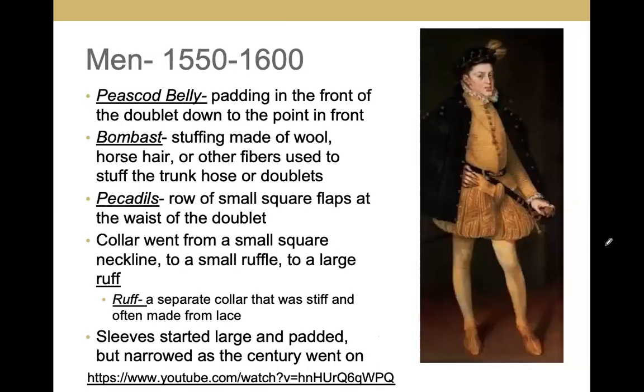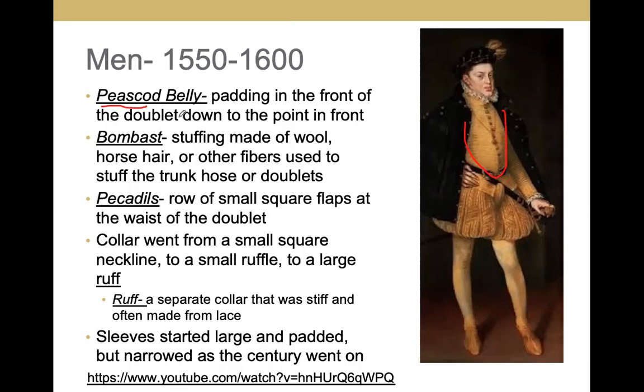During this time, there was a shape of the doublet that was popular called the Peascod belly. You can see it right here, and it's a little bit padded. It sort of goes down in a V shape. Peascod is actually the word for peacock, so they named this after a peacock's belly. If you think about a bird's breast, it sticks out and is kind of pointed at the bottom. And that's where this got its name.